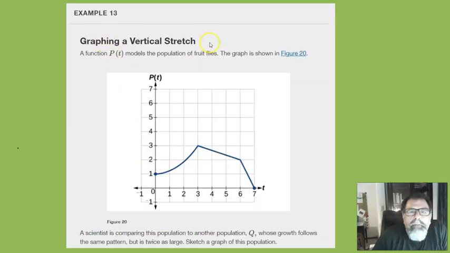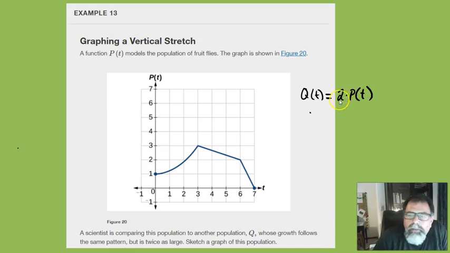Example 13, graphing a vertical stretch. A function P of t models the population of fruit flies. The graph is shown in figure 20. A scientist is comparing this population to another population, Q, whose growth follows the same pattern but is twice as large. Sketch the graph. So we're going to scale this by a factor of 2, or stretch it by a factor of 2. So Q of t is equal to 2 times P of t. So our scaling factor is 2.